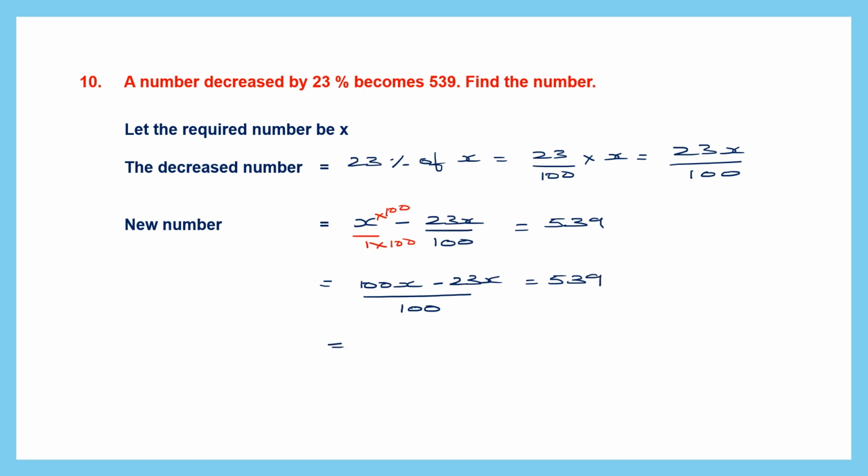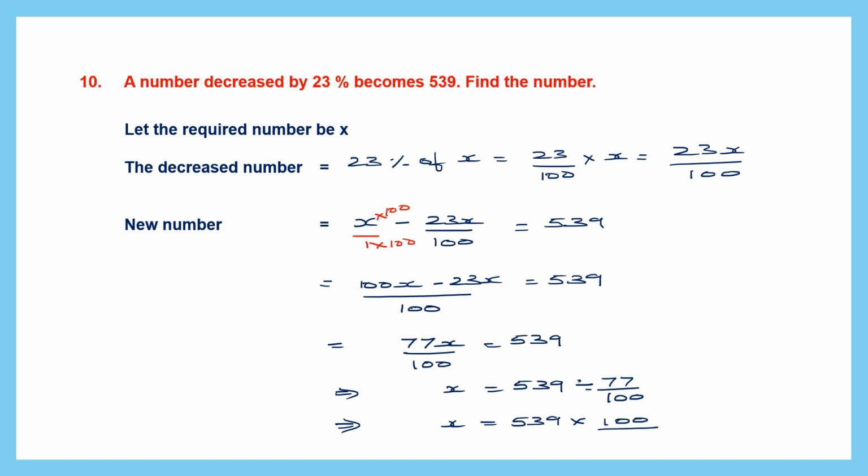So now 100x minus 23x. 100 minus 23 is 77. So 77x by 100 is equal to 539. Now if we have to find the value of x alone, we say 539 divided by 77 by 100. So that becomes x is equal to 539 into, because division changes to multiplication and we write the reciprocal, 100 by 77. Here we can cancel 539 and 77 both by 77 itself.